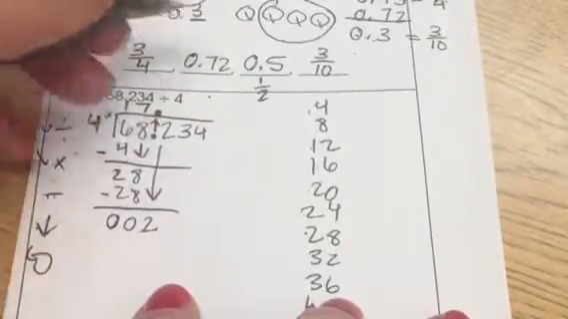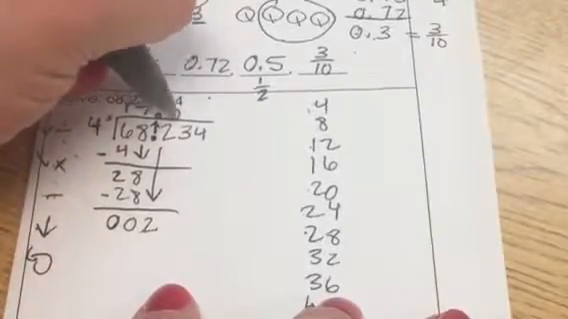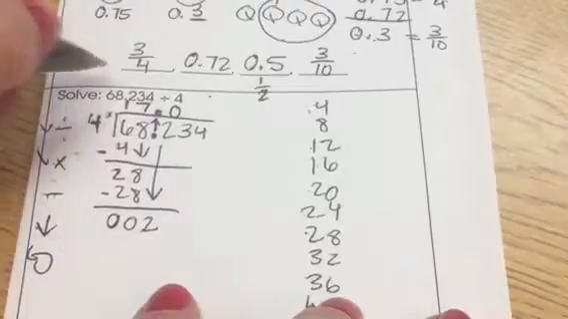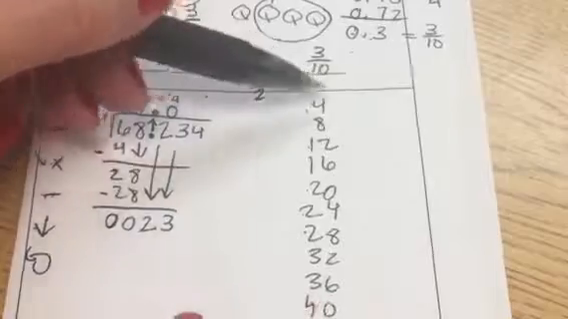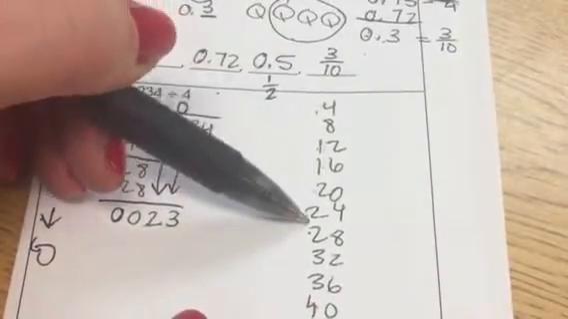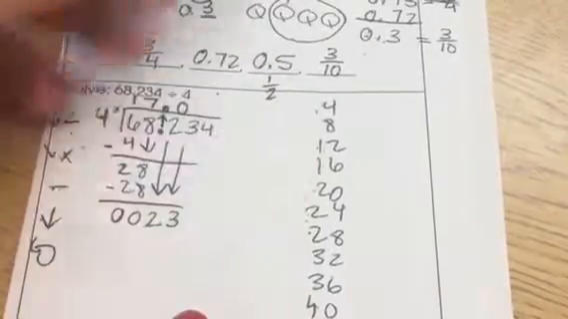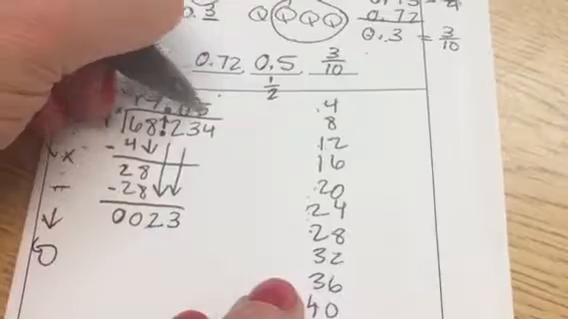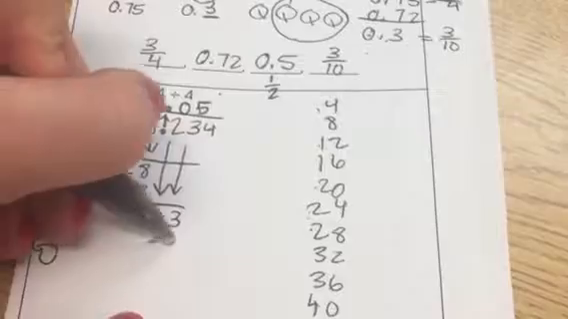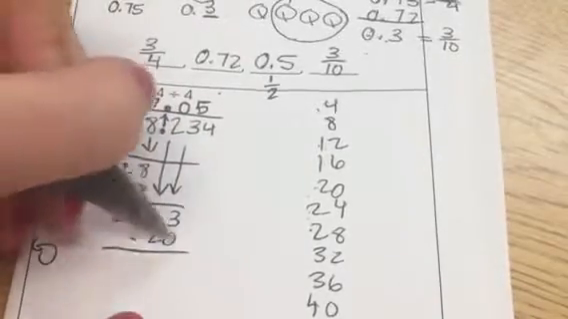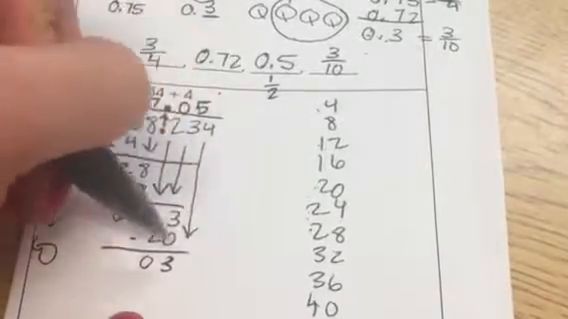Now I bring down my next number. Can 4 divide into 2? No. So when your number can't divide in, you're going to put a 0, because 4 times 0 equals 0. So now I need to bring down my next number, which is a 3. So how many times can 4 go into 23? 3, 4, 5, 6. And that's too big. 1, 2, 3, 4, 5. 5 times. Multiply. 4 times 5 is 20. Now I'm going to subtract. 3 minus 0 is 3. 2 minus 2 is 0.